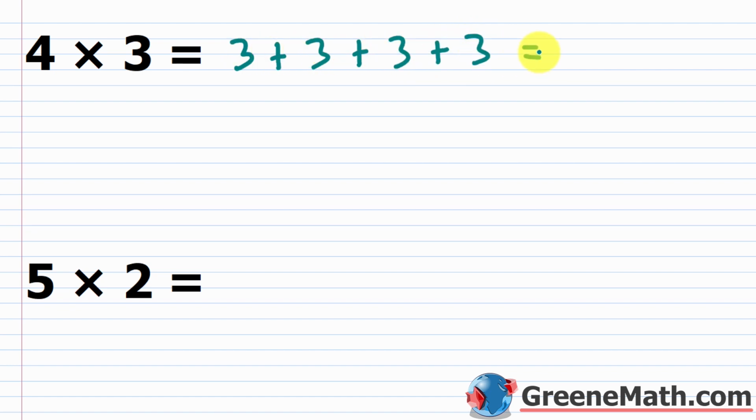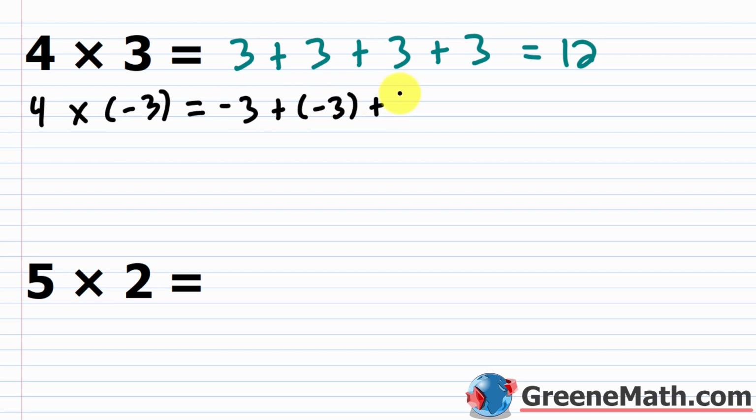And so of course I could add 3 plus 3 is 6, 6 plus 3 is 9, 9 plus 3 is 12. So I get 12 either from this or from the multiplication tables. So we see that it's just a shortcut for repeated addition. Now what if I throw something in the mix like 4 times negative 3? Well, what does this mean? Again, if I follow this same thought process, it means that I have a repeated addition: negative 3 plus negative 3 plus negative 3 plus negative 3.